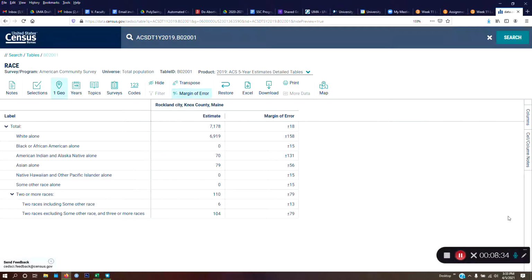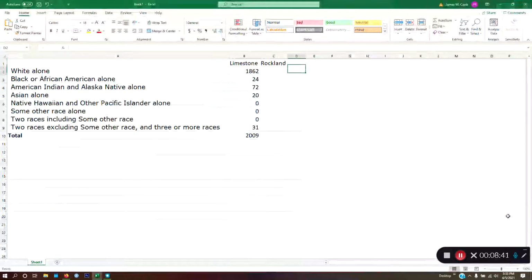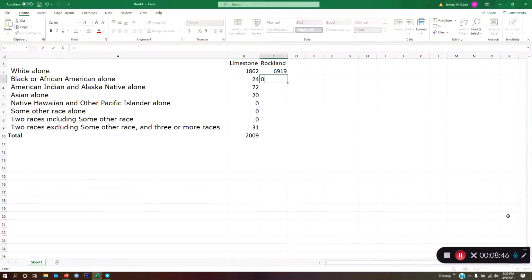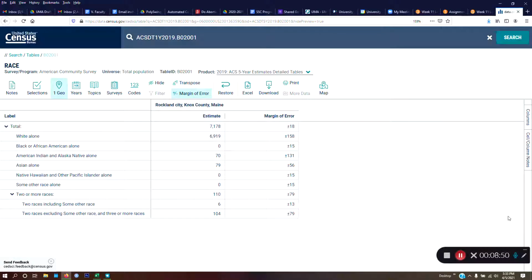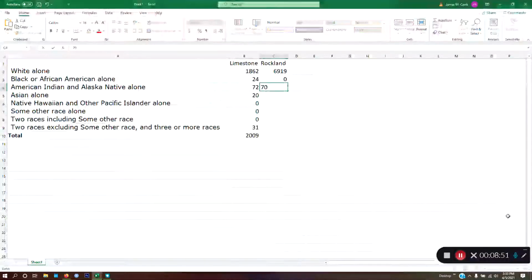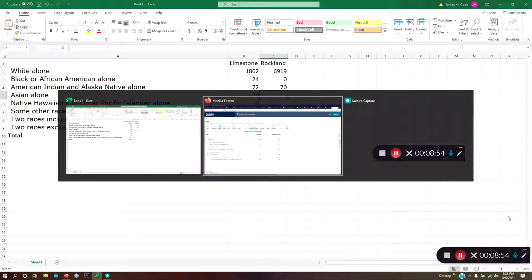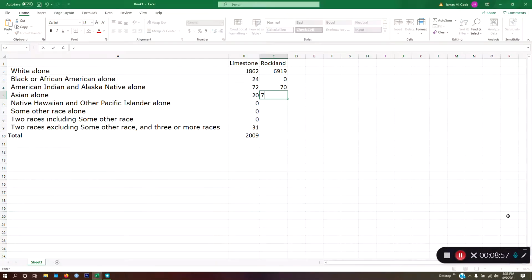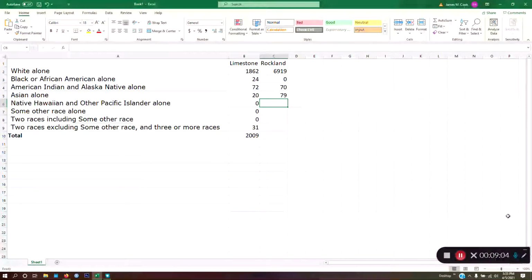And now we have new information here. So that information for us is 6,919 individuals in Rockland that are white alone, 0 that are Black or African American alone, 70 that are American Indian or Alaska Native alone. Again, these are census titles. And if they seem a little unusual to you in terms of how they describe color or whether they describe something else, that's worth paying attention to.